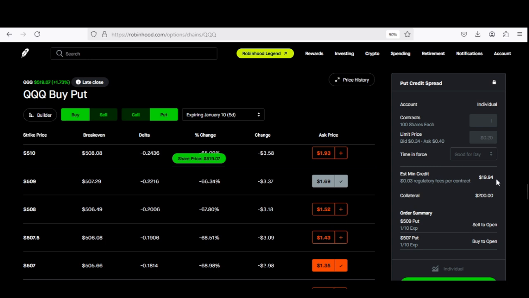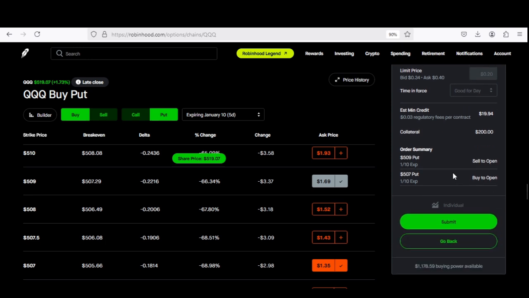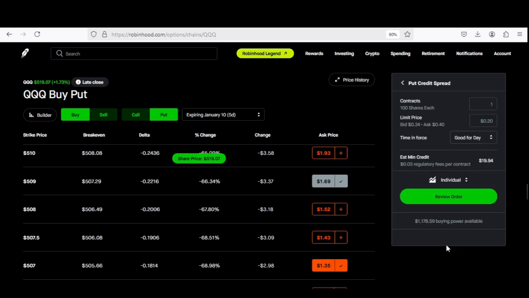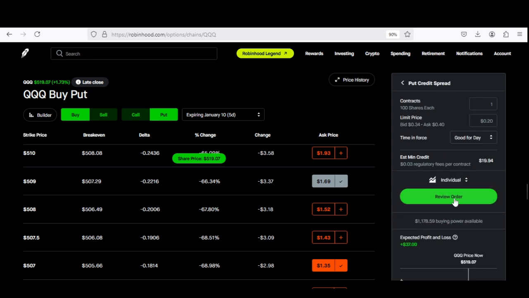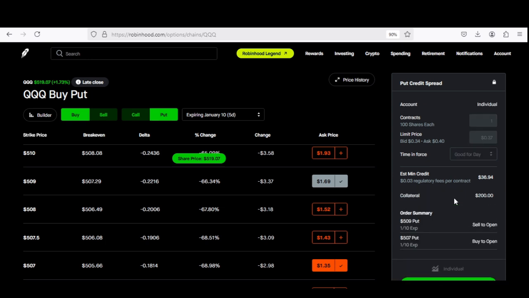Now, let's go back just a bit because this is not a representation of the actual credit you're going to be receiving. So let's just go back so you can refresh yourself. And then we're going to go to review order once again. And there we go. So now that your overall risk has been reduced, and I'll explain to you why it's reduced, your option premium went up a bit.